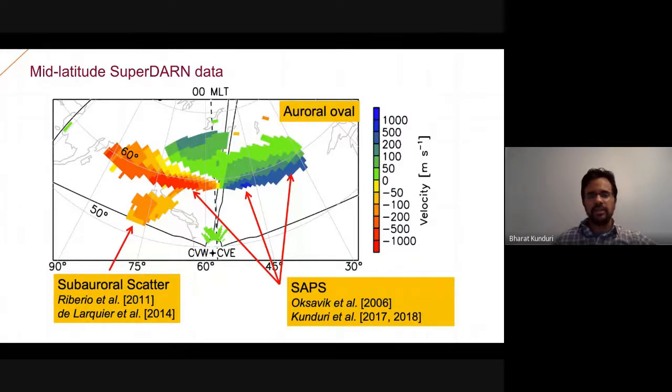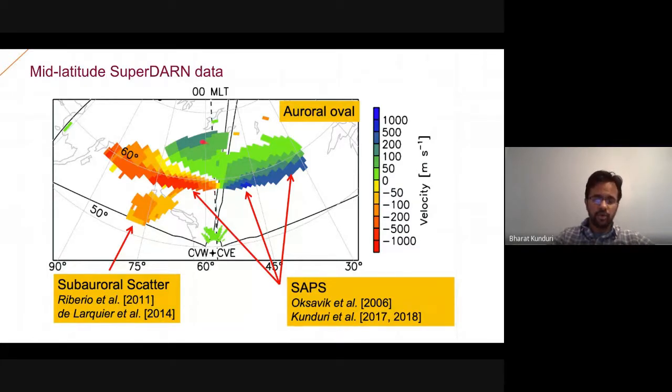This is an example of what the mid-latitude SuperDARN radars see. There are 3 different sets of backscatter here, and what I'm presenting is line-of-sight velocities. These are not the 2-dimensional resolved velocities. The midnight meridian is shown here. These are data from the Christmas Valley East and West radars operated by our colleagues at Dartmouth College.